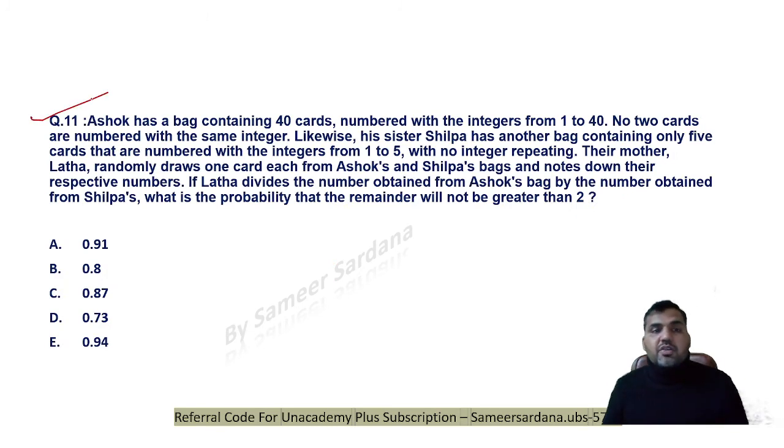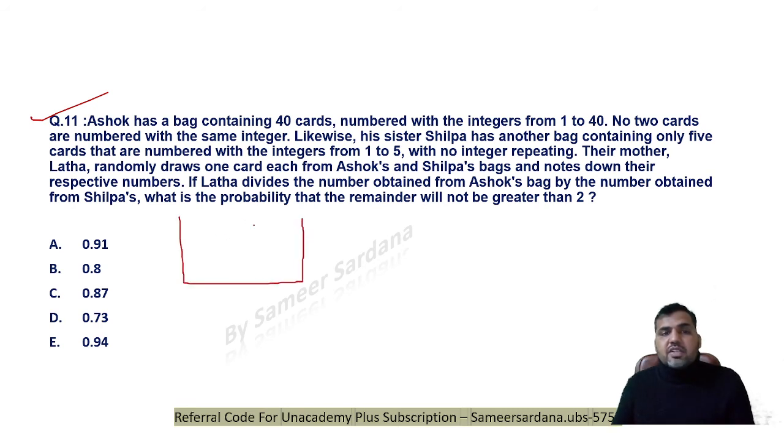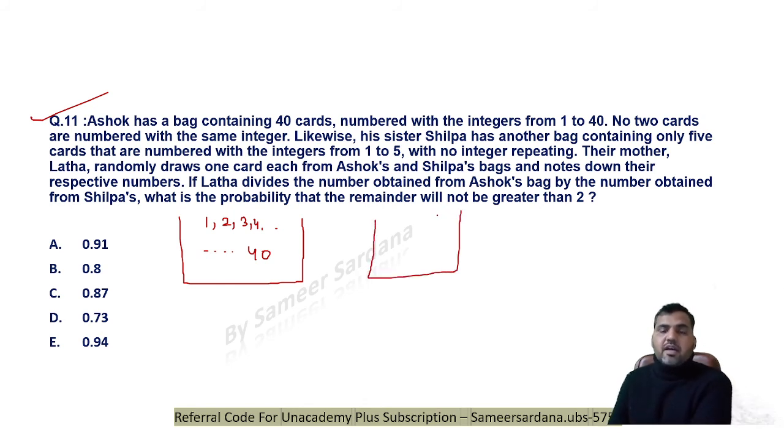Question number 11. Ashok has a bag containing 40 cards. This is an amazing question, guys. So we have one bag where 40 cards are there, numbered with integers 1, 2 up to 40. Now, no two cards are numbered with the same integer. Likewise, his sister Shilpa has another bag containing only 5 cards: 1, 2, 3, 4 and 5, with no integers getting repeated.